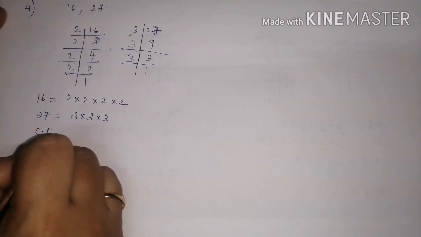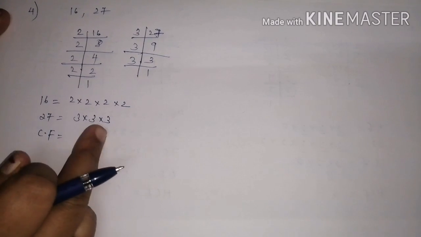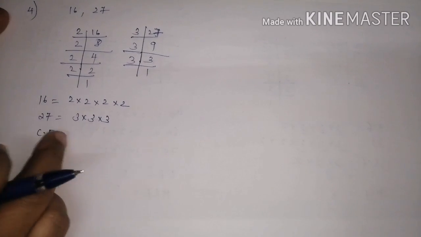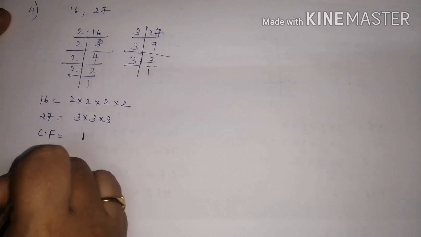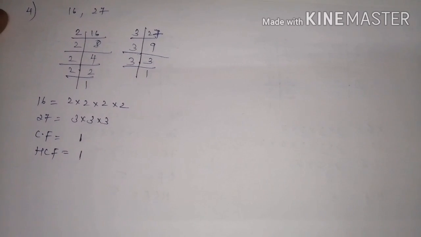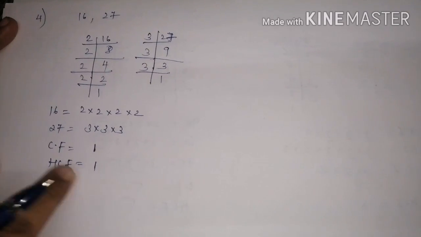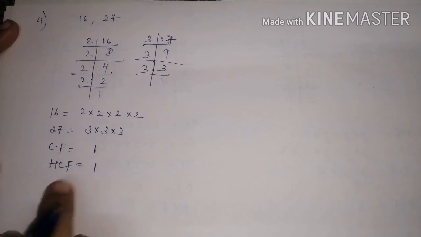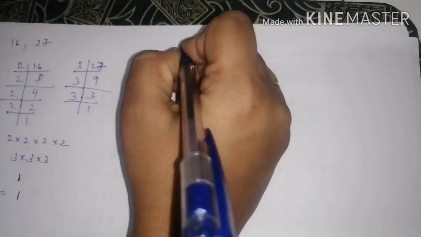Now common factor. Now children, if you see here, nothing is common. Here all 2s are there, here all 3s are there. Nothing is common in both of these. So we can write, if nothing is common, HCF is 1. So therefore, common factor is 1. Therefore HCF is also 1. If nothing is common, you can write common factor as 1. So HCF is 1. The next one is the fifth question.